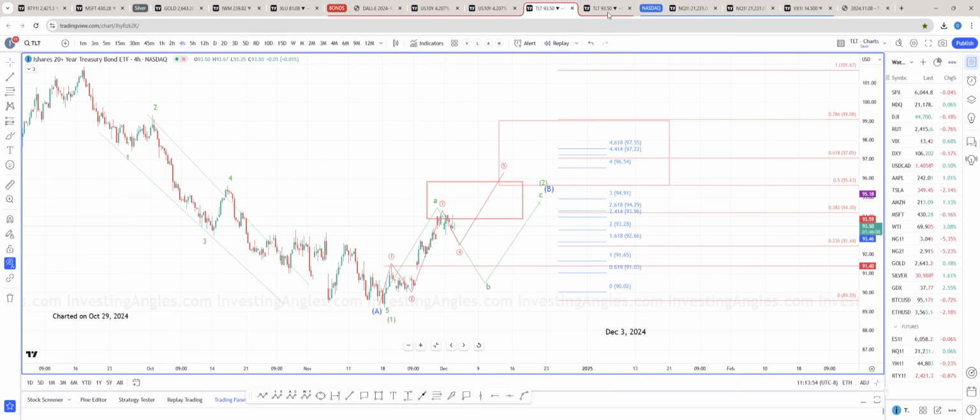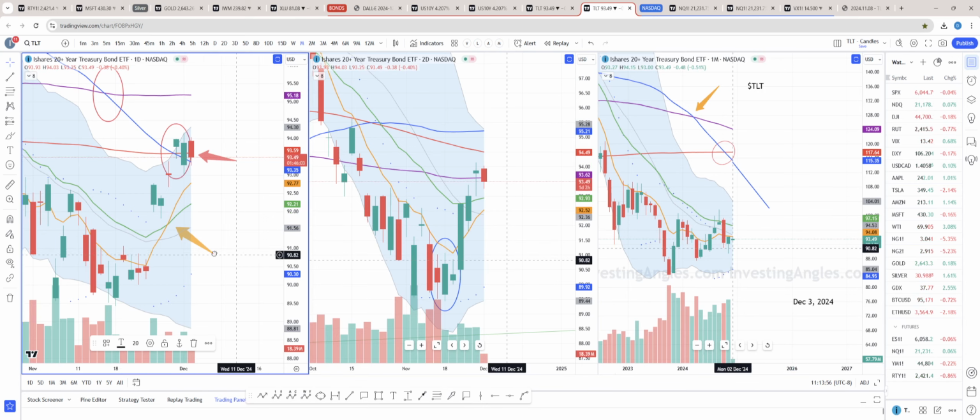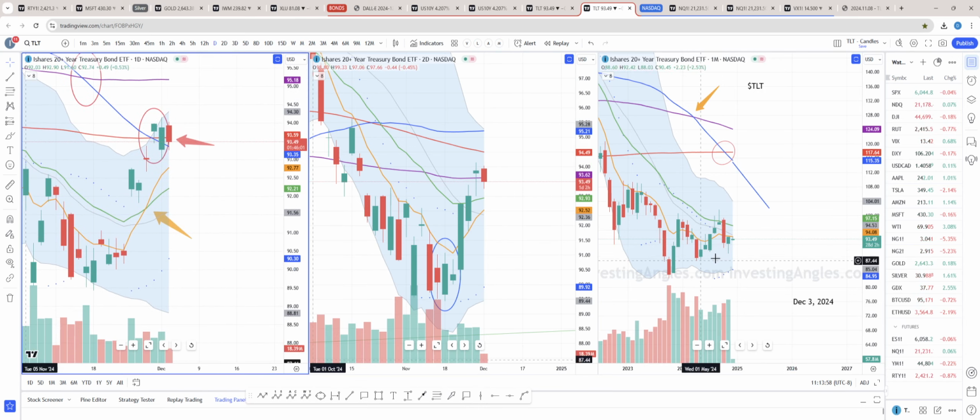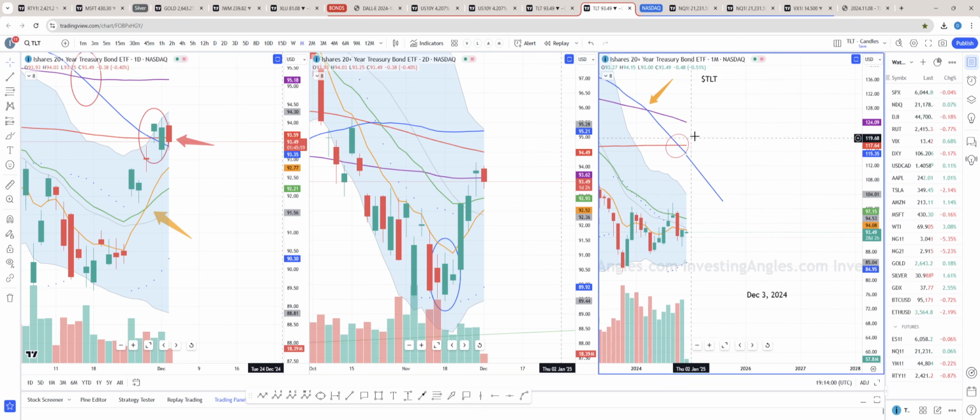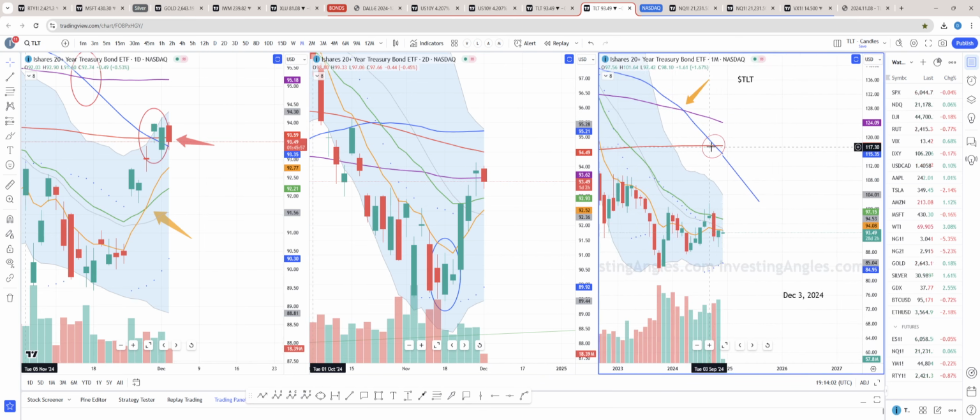All right, so now let's move to TLT. If we look at the TLT candles, so what we are seeing right now is the moving average 50 over 200.